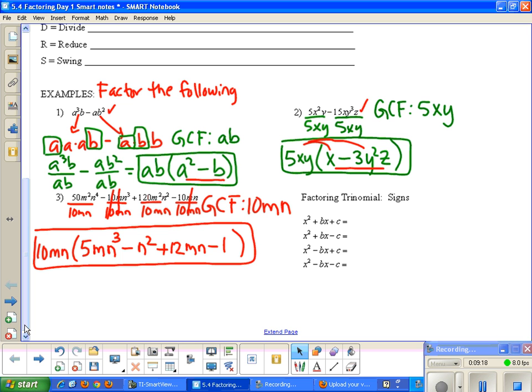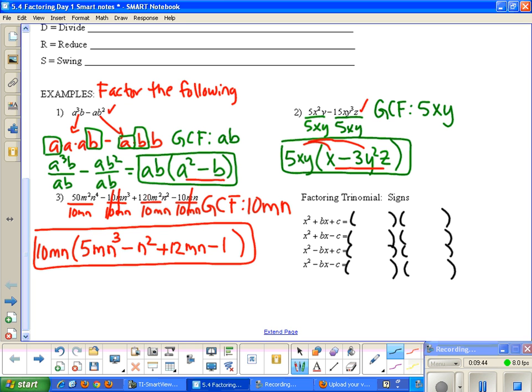Now we're going to talk about factoring trinomials. So factoring trinomials means you're going to have 3 terms. So before we start, let's talk about factoring the signs that we're going to need. When you're factoring trinomials, you're always going to end up with a binomial times a binomial if it indeed factors. Now, so I'm just setting up my parentheses, which is something that I always do for each of these problems.